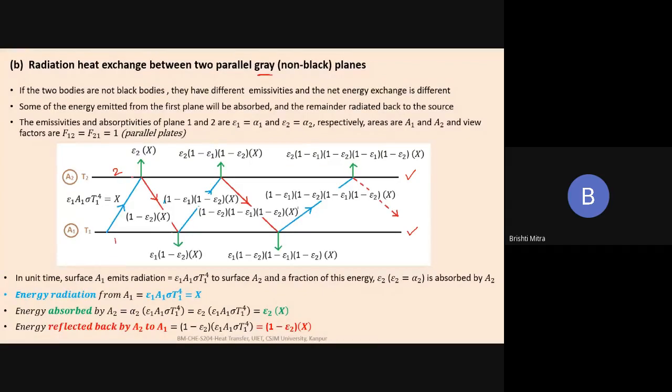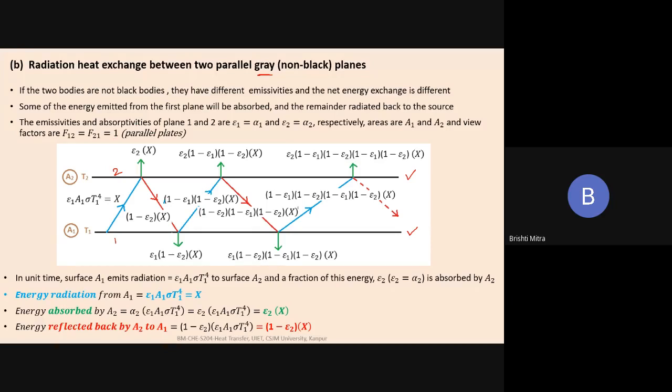If it was a black body, then whatever radiation was falling on it, all of it would be absorbed. But since this is not a black body, it is a gray body, part of it will be absorbed, part of it will be reflected, and part of it could also be transmitted. But in this case, we are not talking about transmission. We are thinking that there will be no transmission. There is only absorption, and part of it will be reflected, or radiated back to the source.